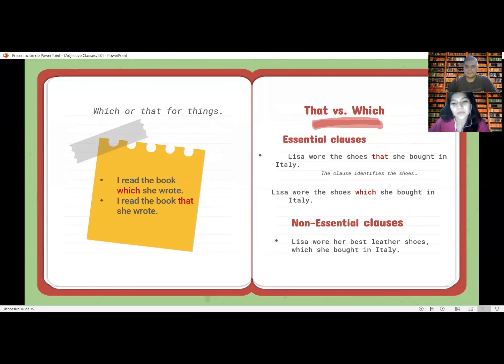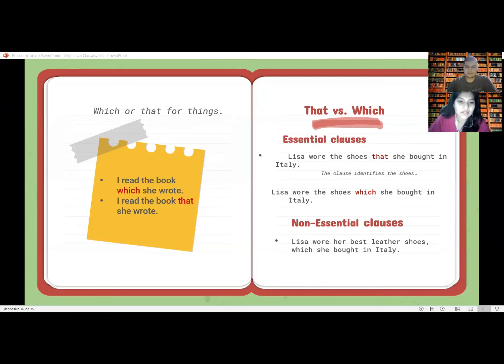For example, I read the book which he wrote. I read the book that he wrote. That and which are used to refer to different types of adjective clause, called essential and non-essential clauses. An essential clause always indicates a clause that is essential to the meaning of the sentence because it defines the noun referred to.